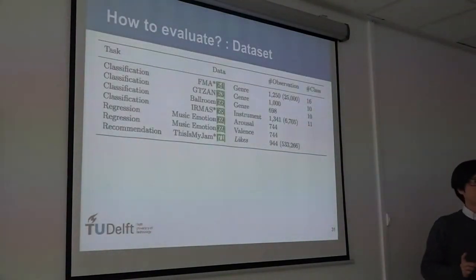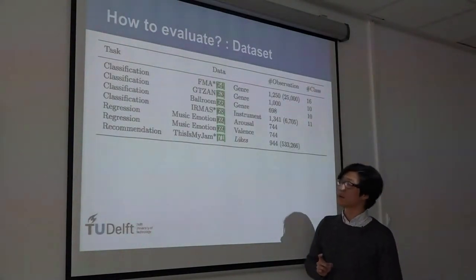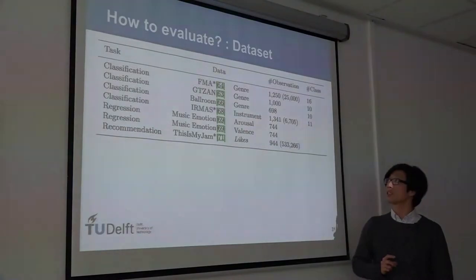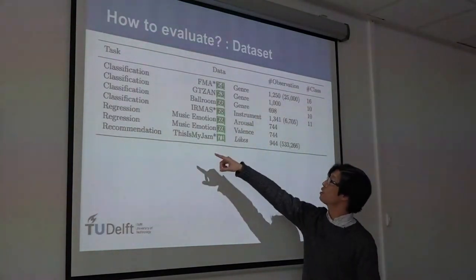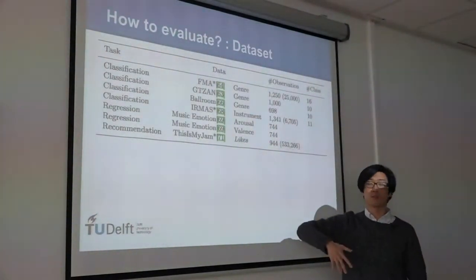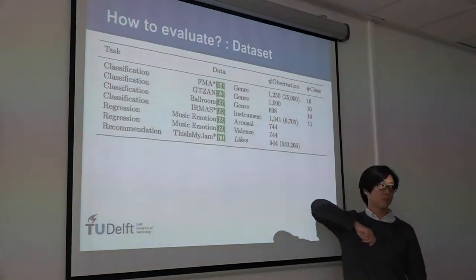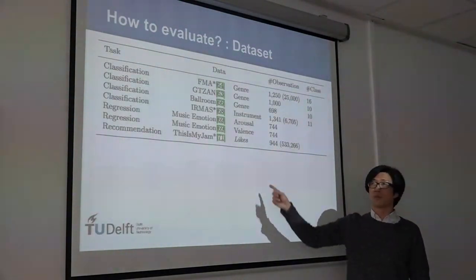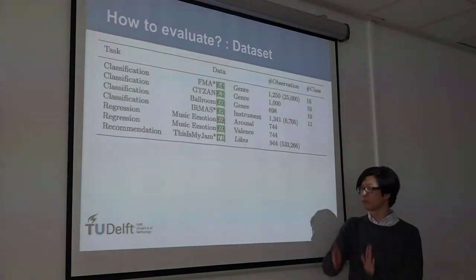And for the evaluation data set, we prepared a number of different kinds of tasks in music IR. The first four are classification, and the first three are music genre classification, which is most popular in the music IR field. And this one is instrument classification. So given an audio signal, this model needs to accurately predict which instrument is playing this music.